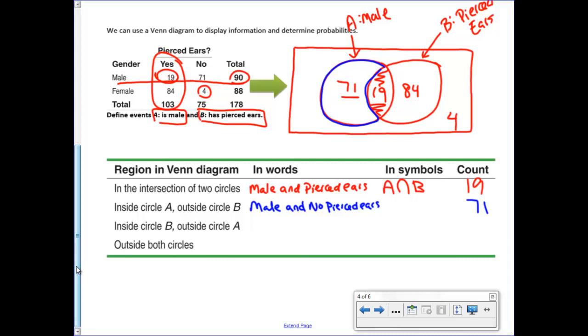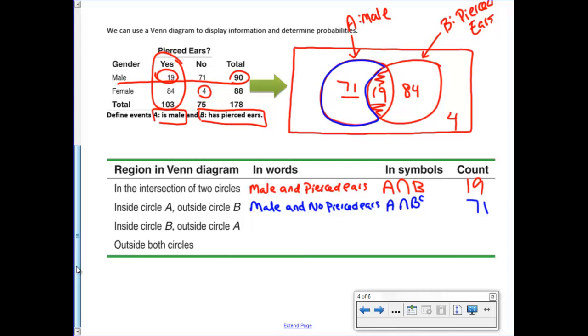Now let's figure out the symbol. They're male and they do not have pierced ears. So am I inside circle A? Yes. And am I in circle B? If we have no pierced ears, it's like the complement of B. So we say B to the C. It's like the complement. You're not in B.